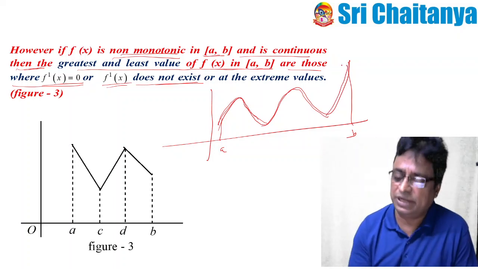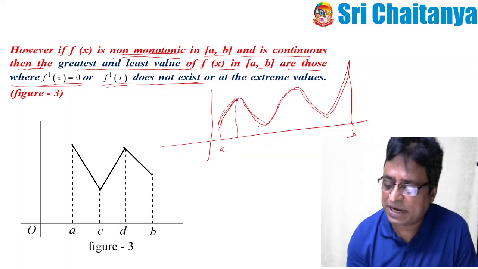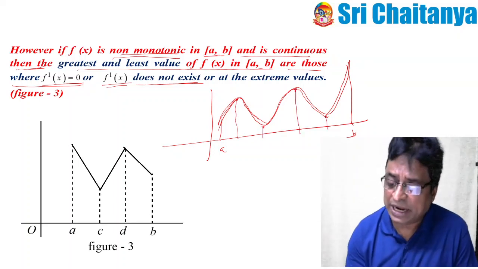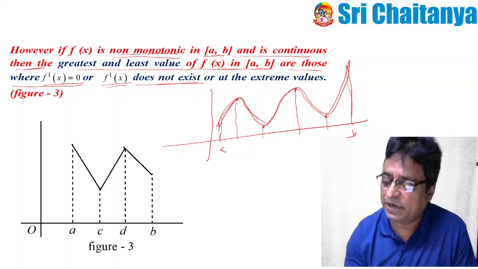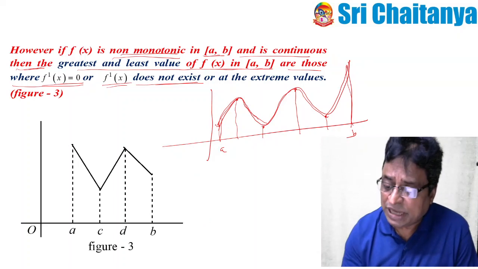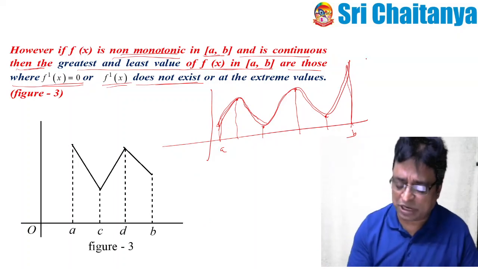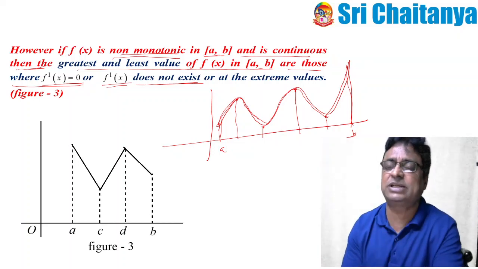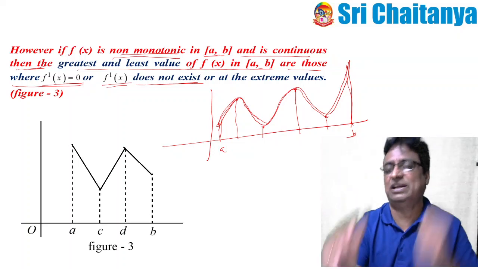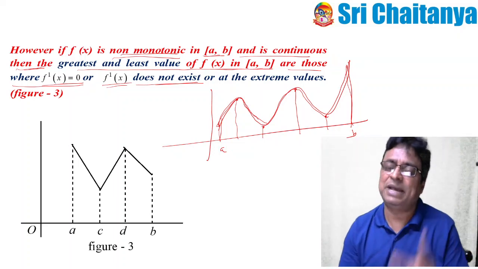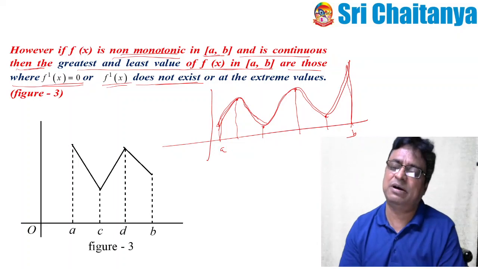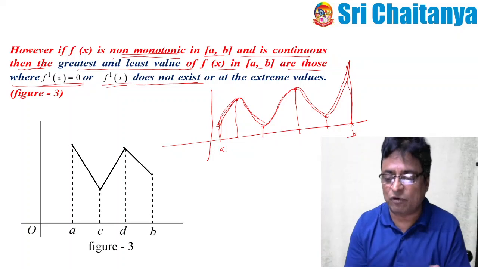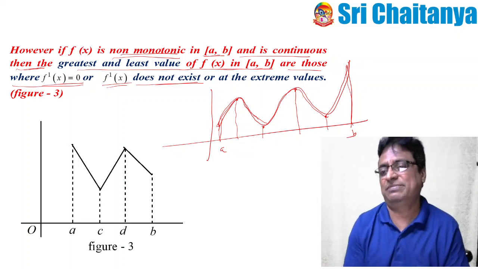This is non-monotonic. So at this point it has a maximum, and at this point it has a minimum, and at this point a maximum, and at this point a minimum, and at this point a minimum, and at the end point it has a maximum. Among all those maxima and minima, you collect the least number and the greatest number, which indicate the greatest and least values. That's why maxima is different from greatest, minima is different from least. So English literature and mathematical literature, these are the only difference between the language points.